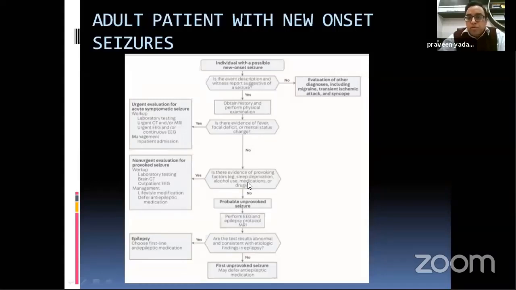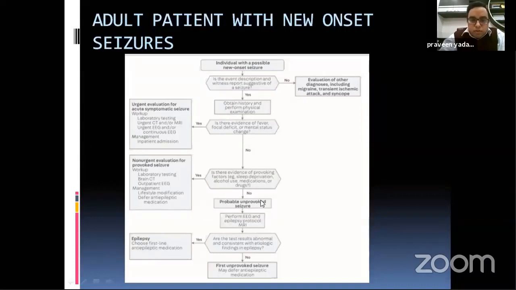So provoked epilepsy, you look for provoking factors like some medications which have been taken, which have triggered the seizure, alcohol withdrawal, sleep disturbance, and all those things. If there is a provoking cause, then it's a provoked seizure. Then again, you investigate with a CT scan or an EEG.